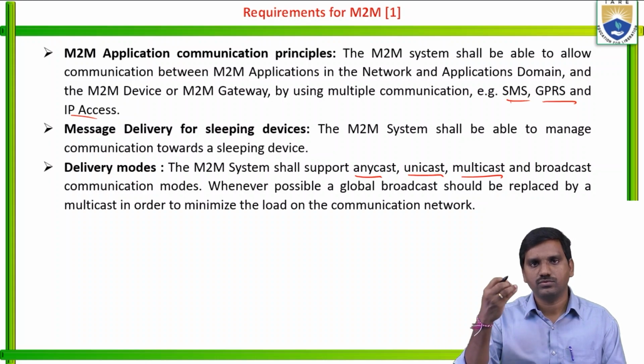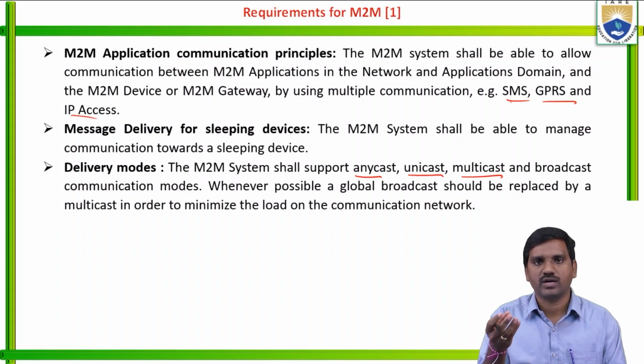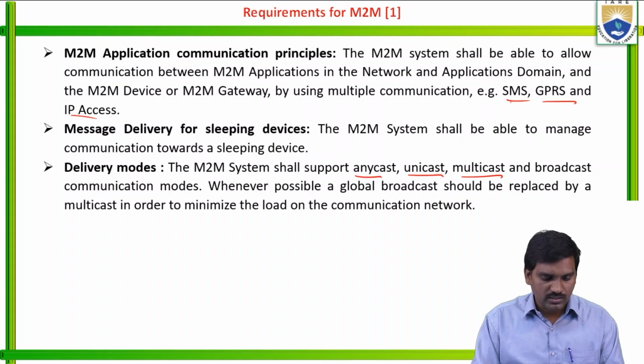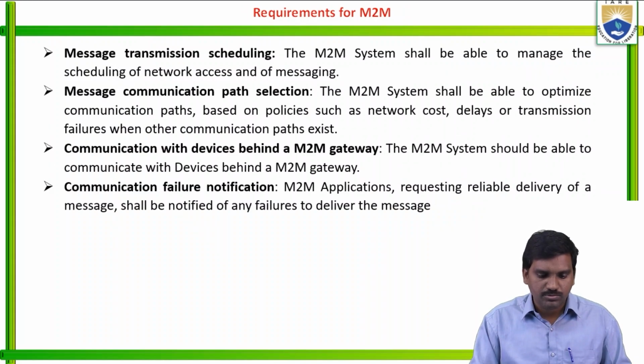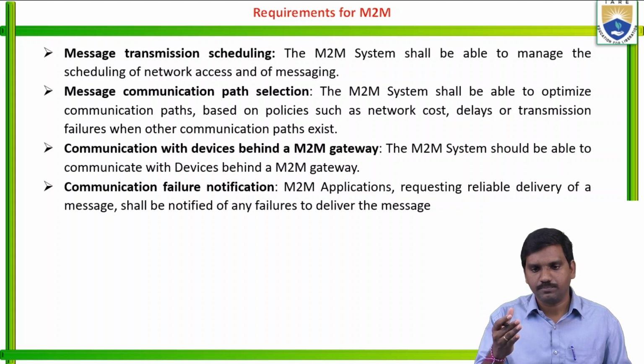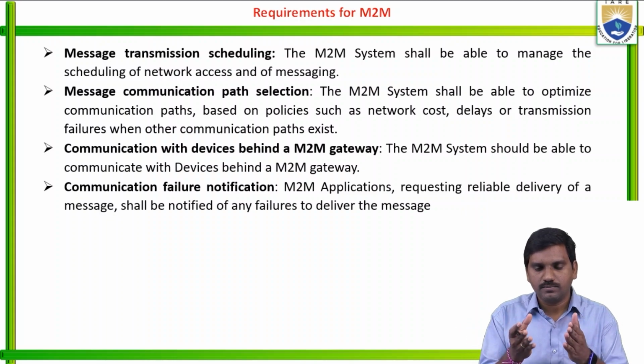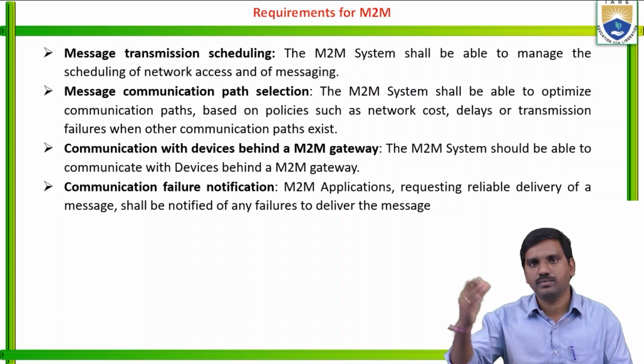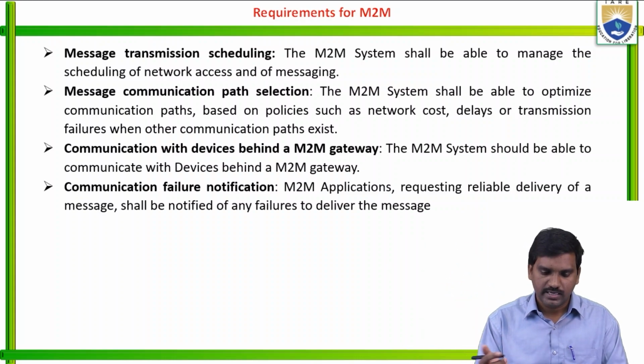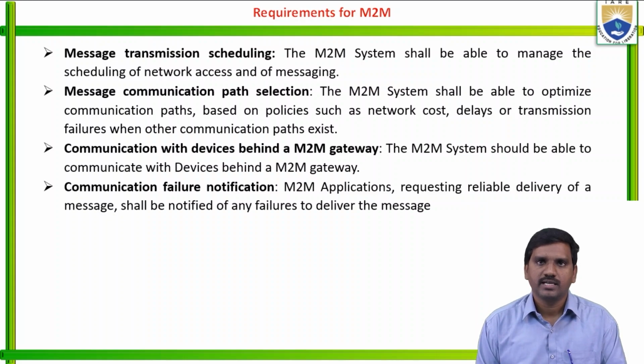So the delivery of a message as in unicast or multicast or broadcast, whatever it may be. So the communication is developed in between those devices. So these are the delivery modes of M2M delivery requirements of machine to machine. Next, message transmission scheduling. So compulsorily, every message will be sent to the communication only within the defined slot. Next, the M2M system shall be able to manage the scheduling of network access and of messaging.